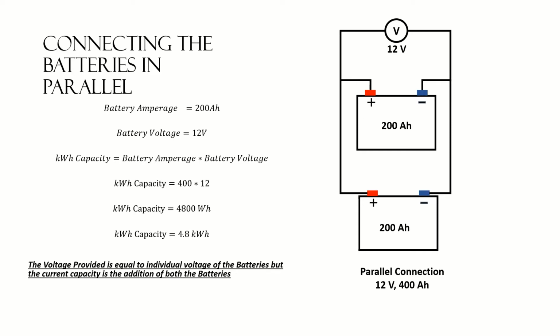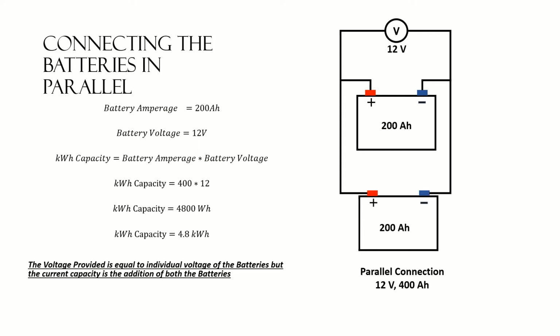This battery has a potential difference of 12 volts across its terminals, and this battery also has a potential difference of 12 volts across its terminals. And when we talk about them collectively, connected in parallel, this system is 12 volts. But the current capacity, the amperage, adds up to become 400 ampere hours.